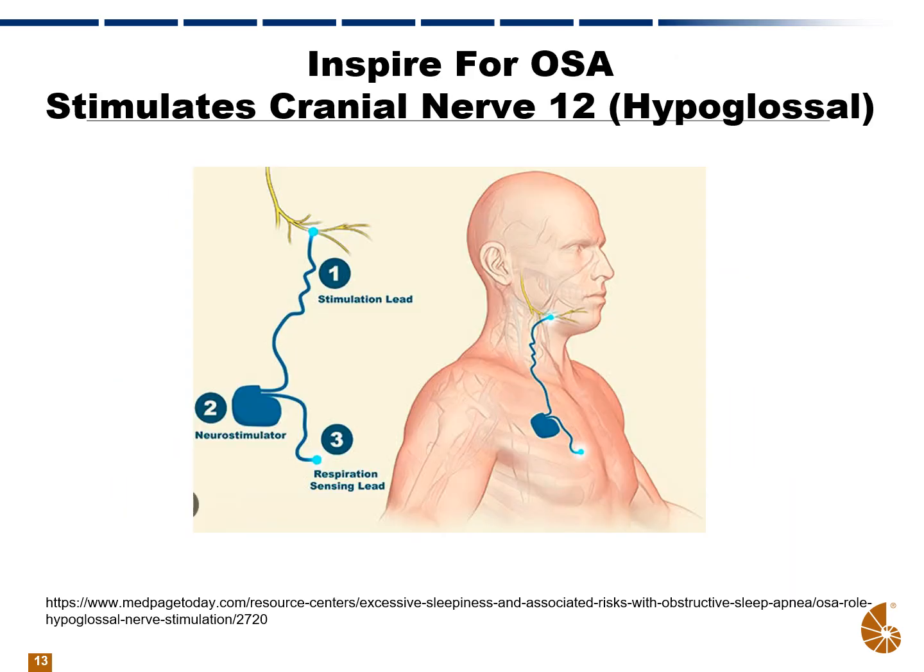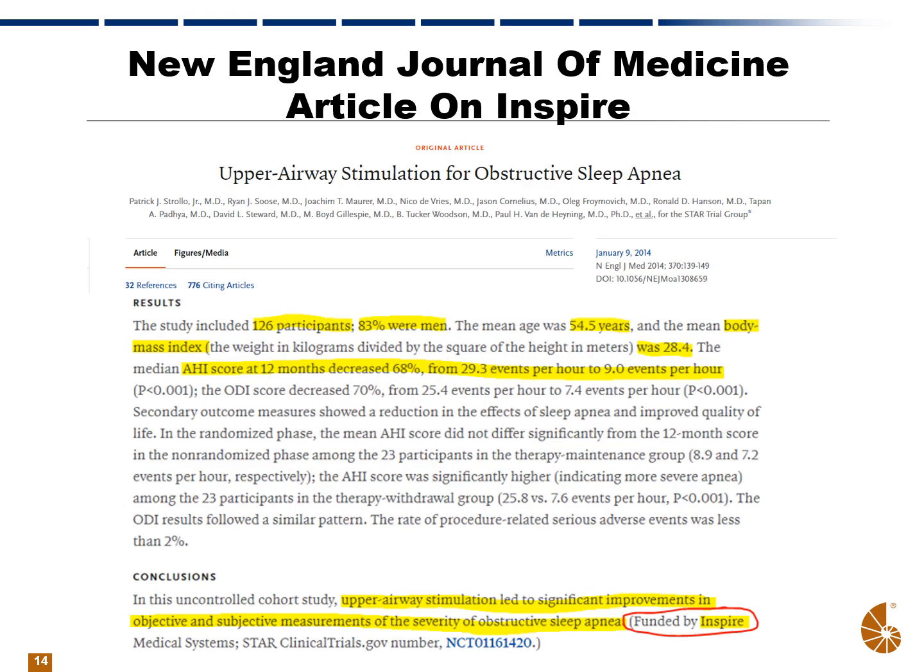And here's how it would be implanted in the chest. The stimulation lead goes to the back of the tongue. There's a respiratory sensing lead that tells the device when to fire. So it stimulates cranial nerve 12, or the hypoglossal nerve. So this is the Inspire device that you may have seen advertised.